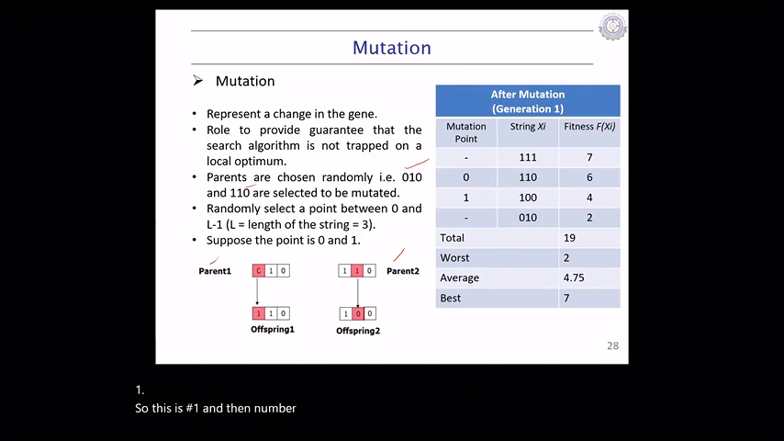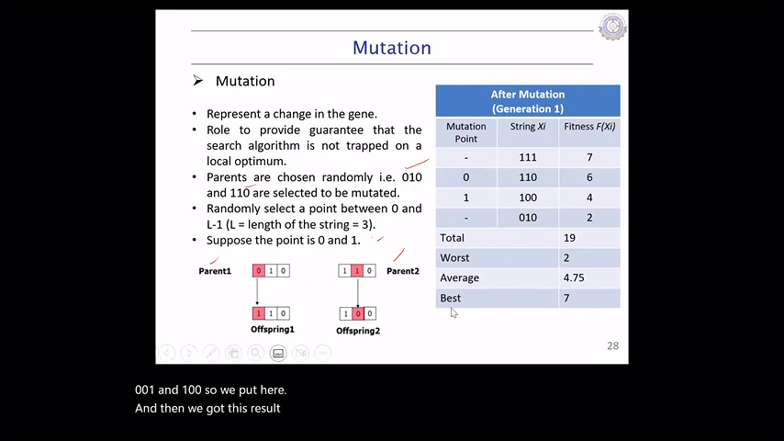Yeah, or 0 and 1. Suppose the points are 0 and 1, and then we put this one. The second is the string, and the mutation point, 0 and 1. Here, 0, 0, 1 and 1, 0, 0. So we put it here, and then we got this result.